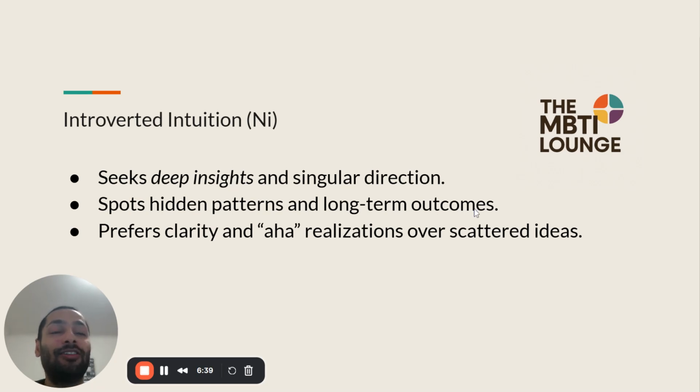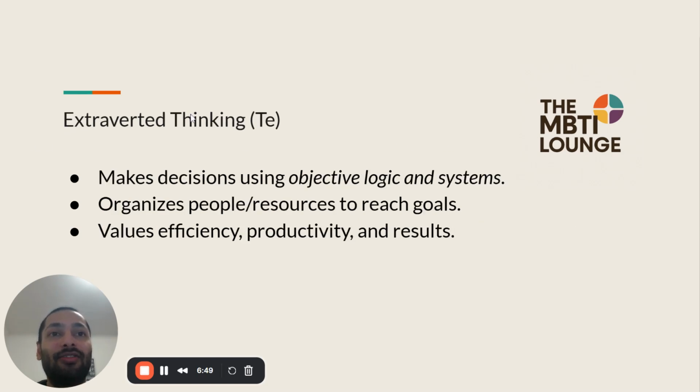Majority of the people in school that have a community, they tend to have an introverted intuition hero, and they tend to do the best in school. So extroverted thinkers, these make decisions using objective logic and systems. They organize people and resources to reach goals, and value efficiency, productivity, and results.